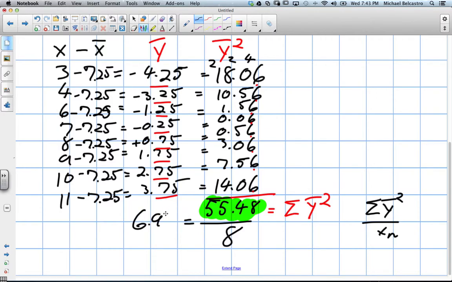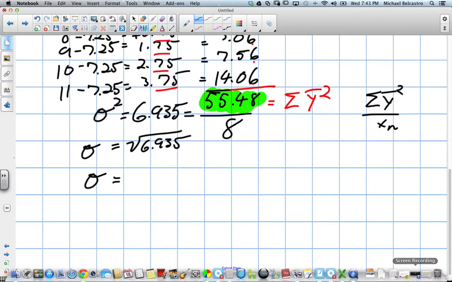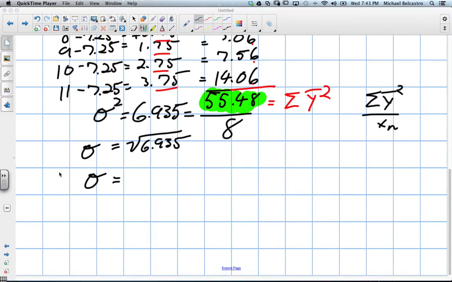6.935. And this is called the variance. So that's the standard deviation squared, when they give you that symbol. But the standard deviation would be the square root of that number. So what is the square root of that number there? 2.63. Perfect.